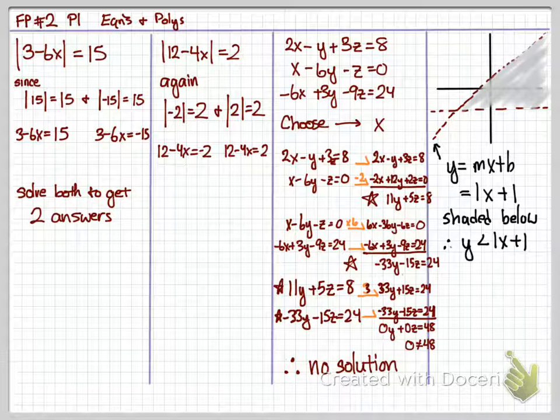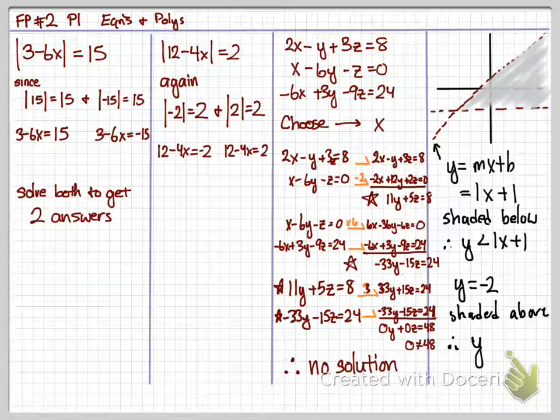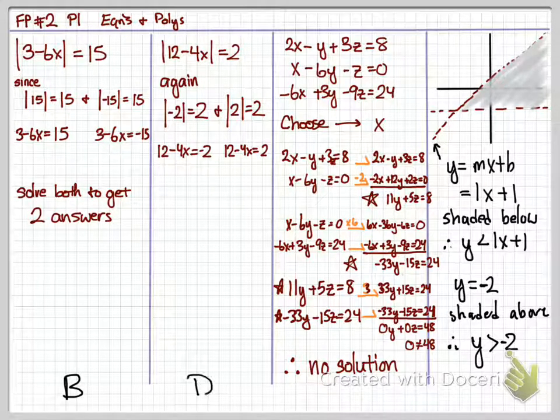If it's below the line, you put less than. If it's above the line, you put greater than. Here it's below, so you put less than. The other line is a zero slope line, so it's just y equals negative 2. And in this case, it's shaded above, so it needs to be greater than negative 2. So you find the two answers in your packet that have those two there. So the answers for these, if you're checking out the multiple choice, are 1 is B, 2 is D, 3 is C, and 4 is B.